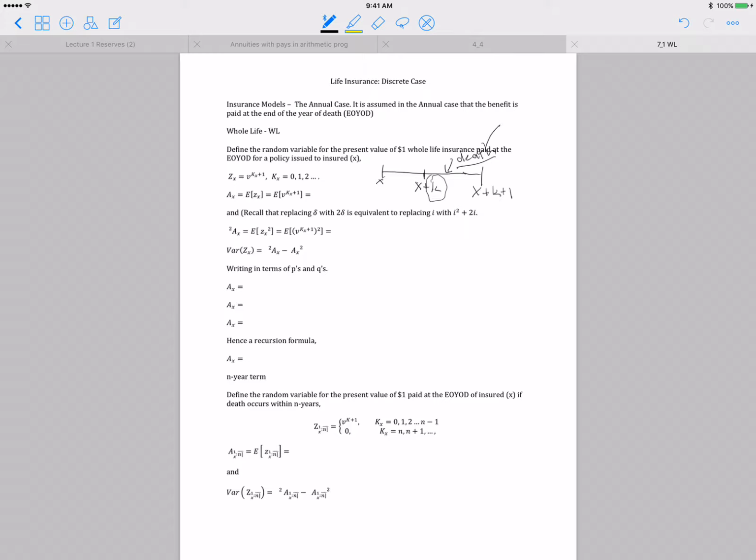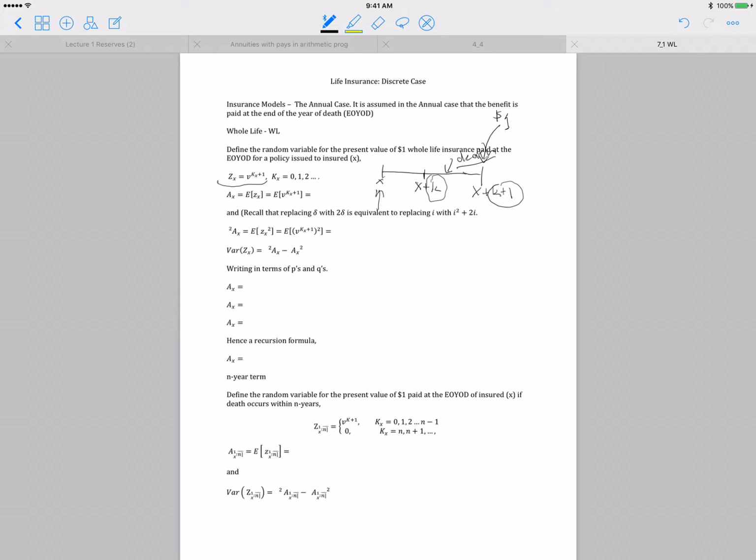The $1 death benefit is paid at the end of the year of death, so we're going to have to discount it back K plus 1 years to the current age. And so that's why my random variable Z sub X, without a bar on top, is v to the K_x plus 1. We have to discount it back K_x plus 1.